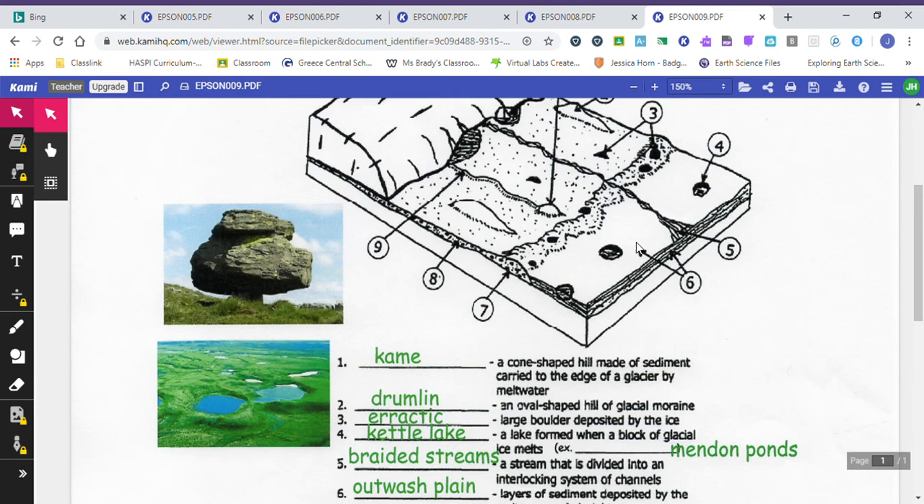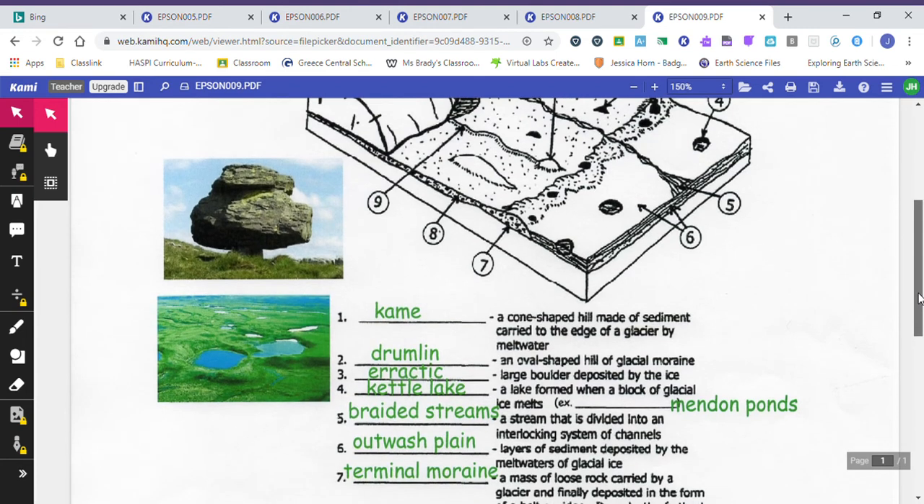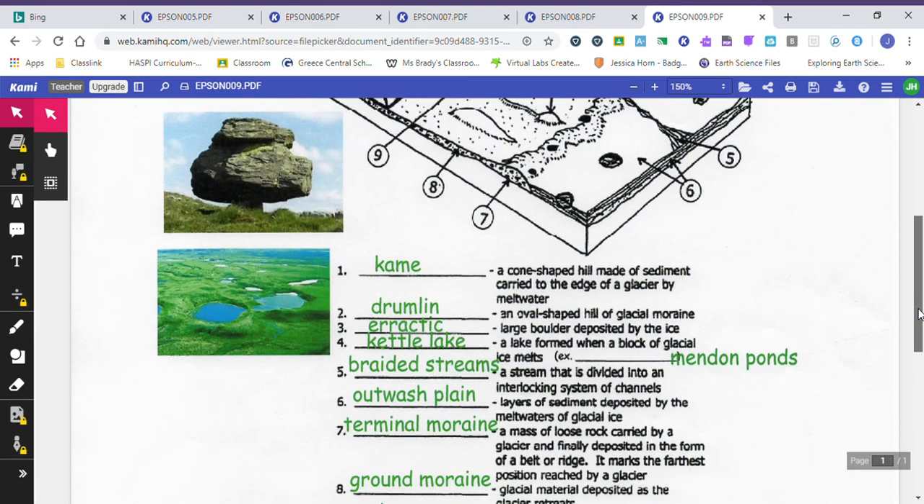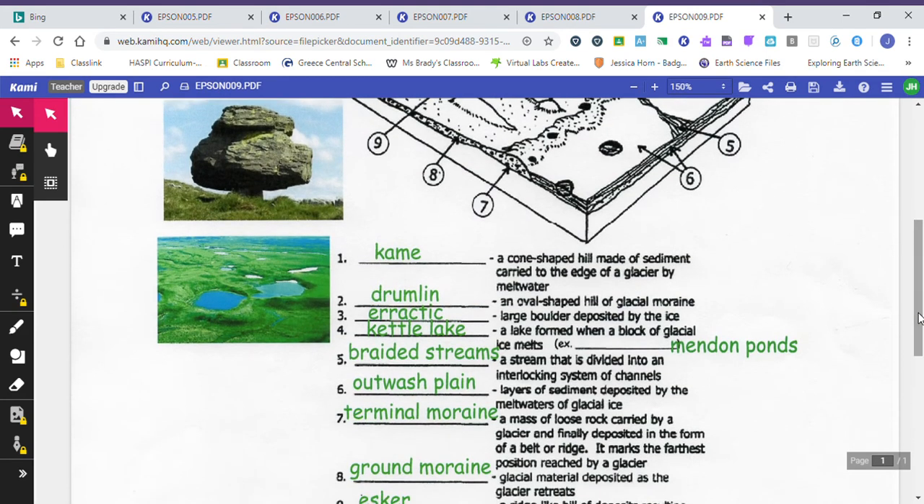Number 6 is pointing to this whole area here. It looks like nothing. And this is called the outwash plain. And this is where layers of sediment have been deposited by the water from the glacier. So when water runs off of the glacier, it will pick up the smaller pieces and it will move those smaller sediments and it will deposit them out into layers.